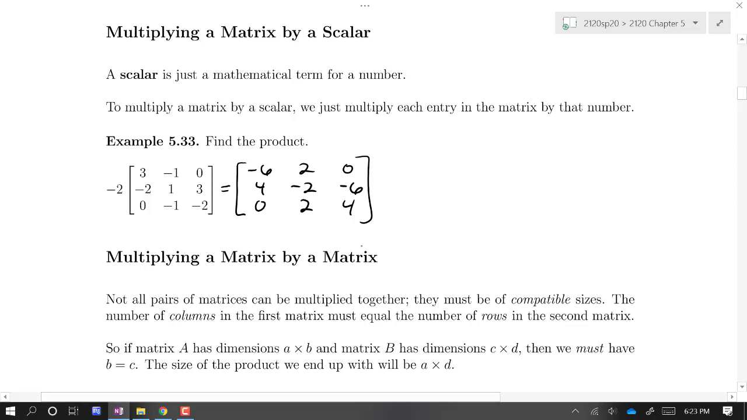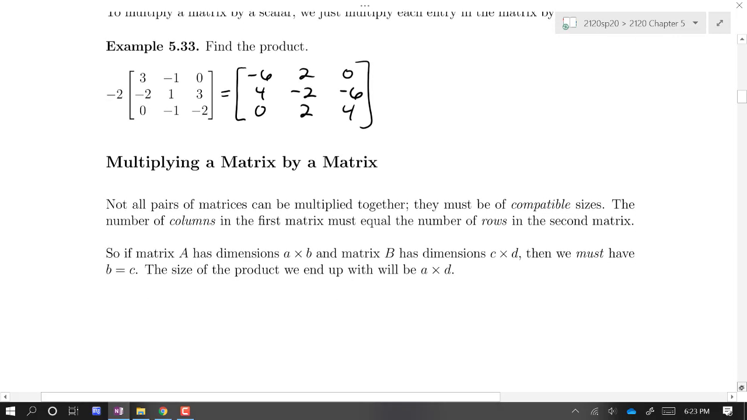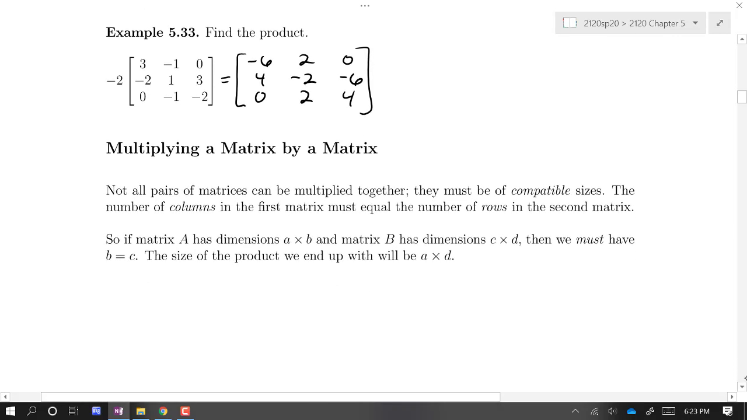Now, if we're going to multiply two matrices together, this gets a little bit more complicated, but is actually crucial to what we're going to be using matrices for. You remember when we had to add or subtract matrices, they had to be the same size. If we're multiplying matrices, they don't have to be the same size. In fact, even if they are both the same size, you still can't always multiply them. They have to be compatible sizes. And by compatible, we mean that the number of columns in the first matrix has to be the same as the number of rows in the second matrix.